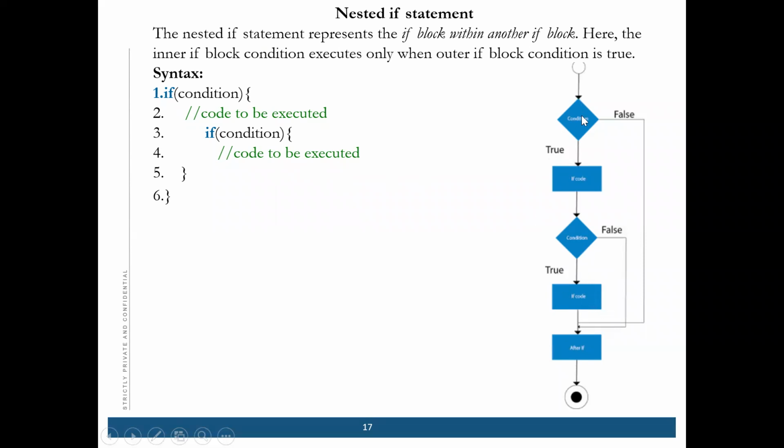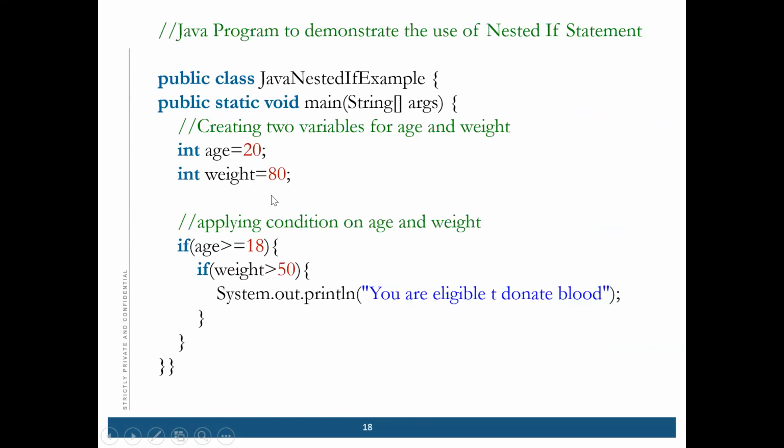So this is the first condition. If it is true, then it will check the next if condition, and if it is true, then only it will come inside the if block. If any one is false, it will come out. Okay, so an example will make it more clear.